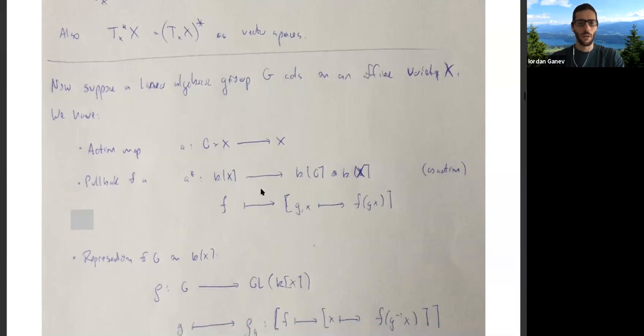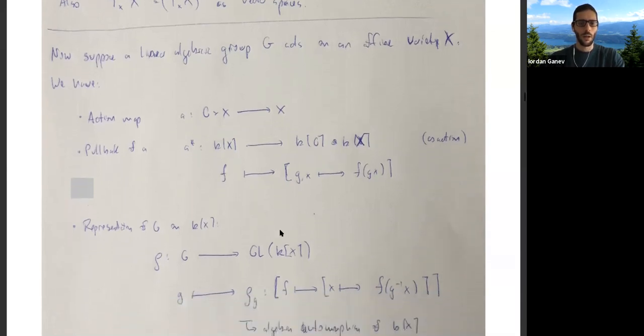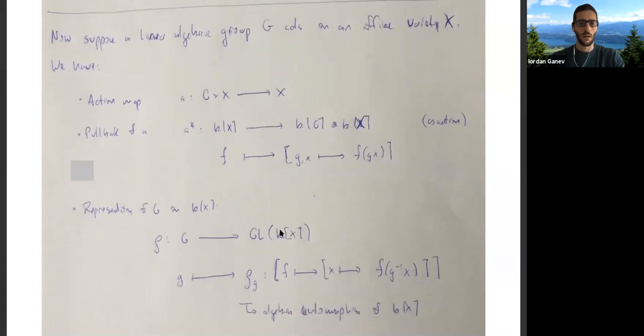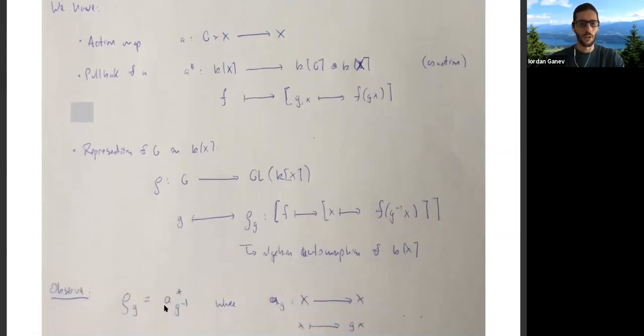So we have this A star, and we also had these maps rho and lambda. So we get a representation of G on the affine algebra in the following way. G goes to this algebra automorphism rho sub G that's defined in the following way. It takes a function to a new function that first acts by G inverse and then applies the original function. So we see that rho of G is just the pullback of A_g, where A_g is this act-by-g map.